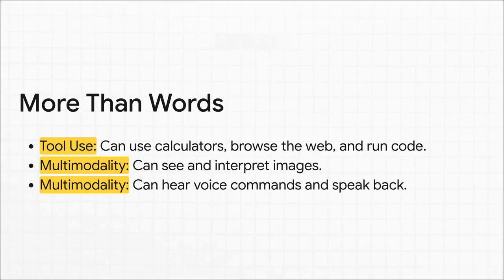I mean, it's not just about text anymore. These models can now use tools, just like you or me. They can browse the web to get up-to-the-minute information. They can pull out a calculator when they need to do math. They can even look at a picture of a sketch on a napkin and write the actual code for a website based on it. They can see, they can hear, and they can talk back.